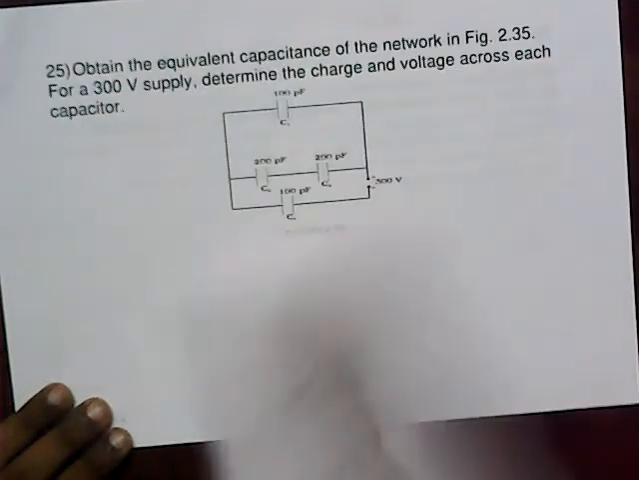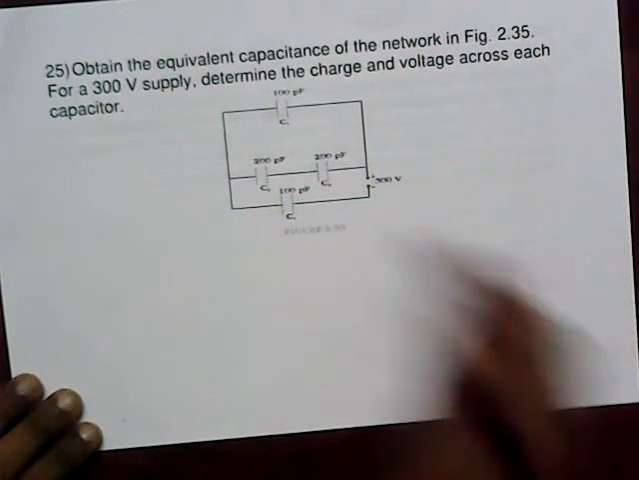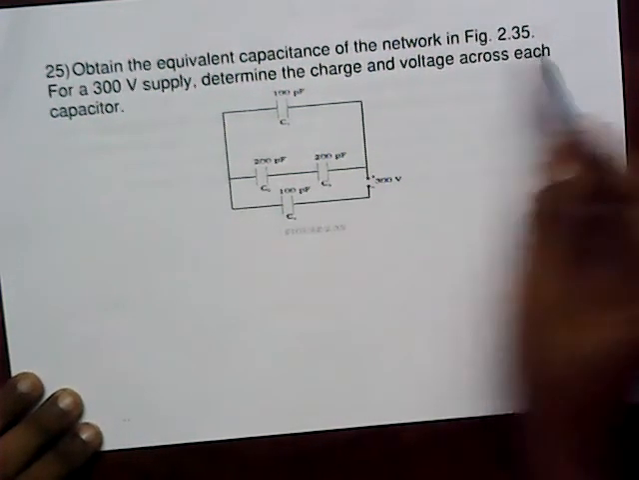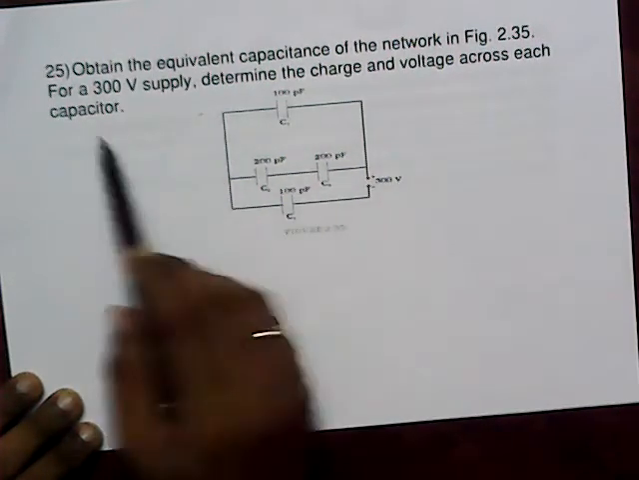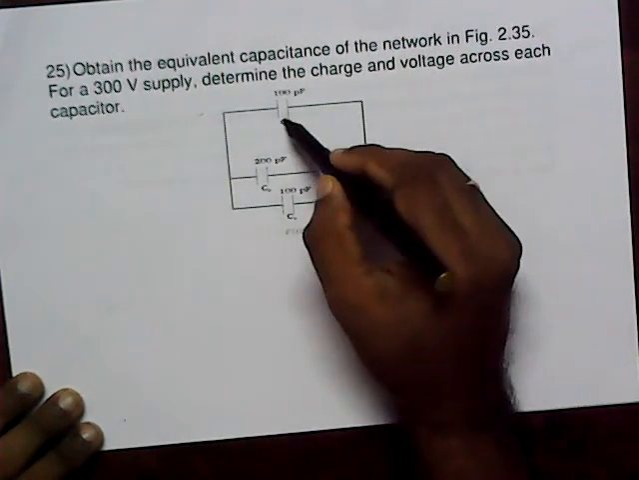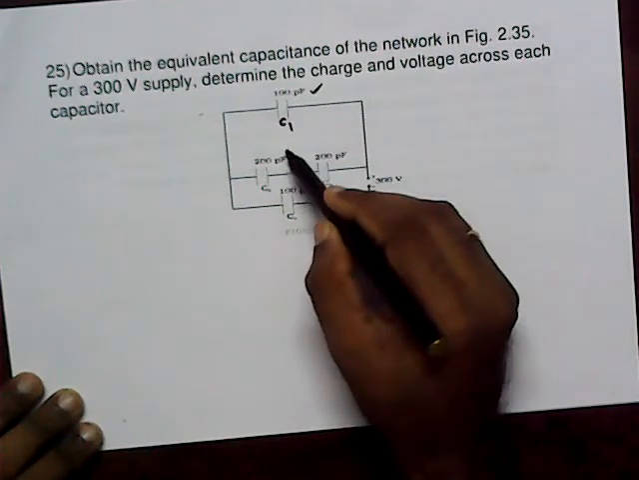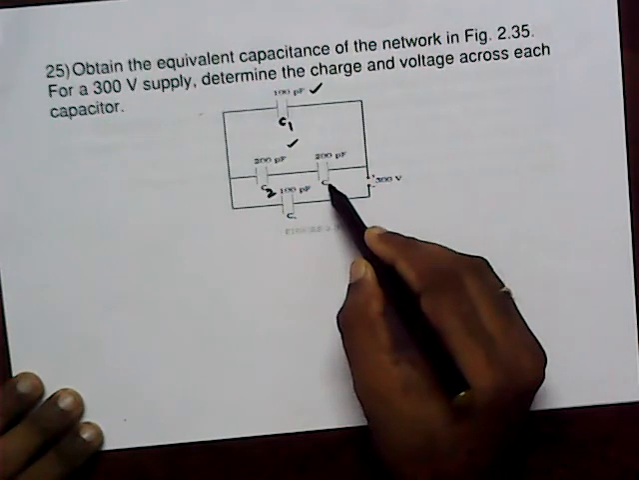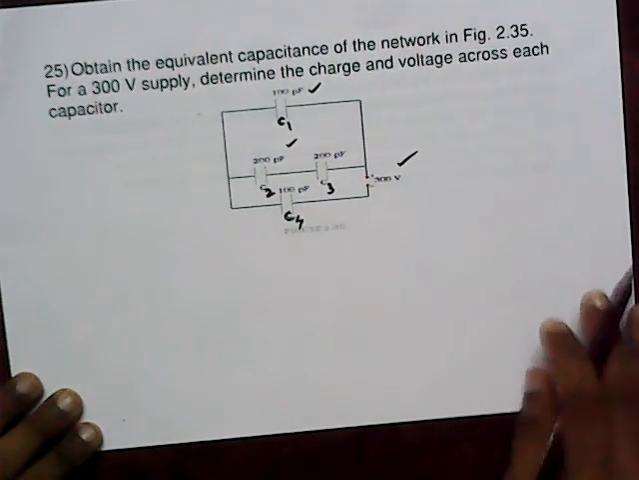Number 25, a good circuit question from a previous year. Obtain the equivalent capacitance of the network in the figure for a 300 volt supply. Determine the charge and voltage across each capacitor. So here C1 is 100 PF, then 200 PF is C2, this is C3, and this is C4, and we are giving the 300 volt.